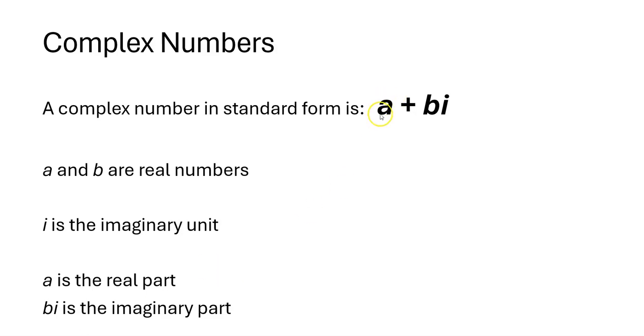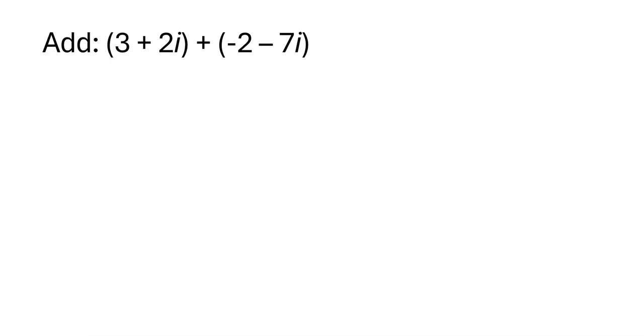So when you think about it, a is just going to be a number, but because that i is attached to the b, we've got ourselves an imaginary part. Let's jump in. We're going to add the binomials 3 plus 2i plus negative 2 minus 7i.